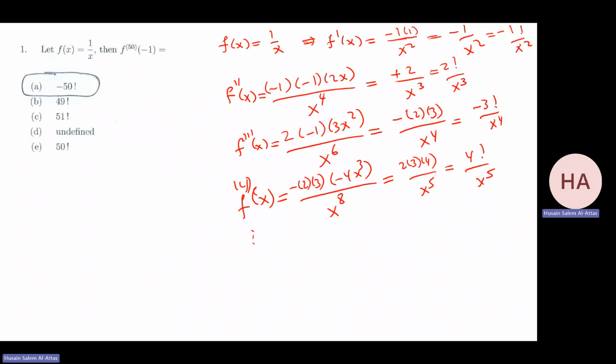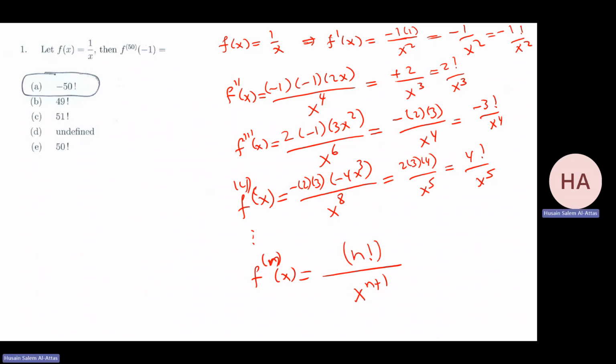Okay, now let me do the n-th derivative. The denominator is very easy. First derivative, x squared. Second, x cubed. Third, x to the power 4. Fourth, x to the power 5. So that will be x to the power n plus 1. This is very clear. Forget about the sign. First, I have 1 factorial. Second, 2 factorial. Third, 3 factorial. Fourth, 4 factorial. So I have n factorial here.